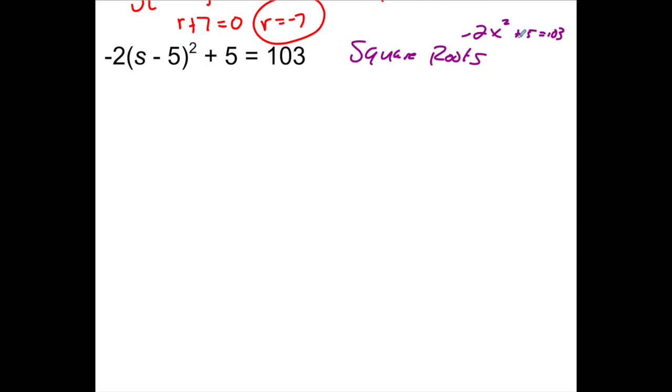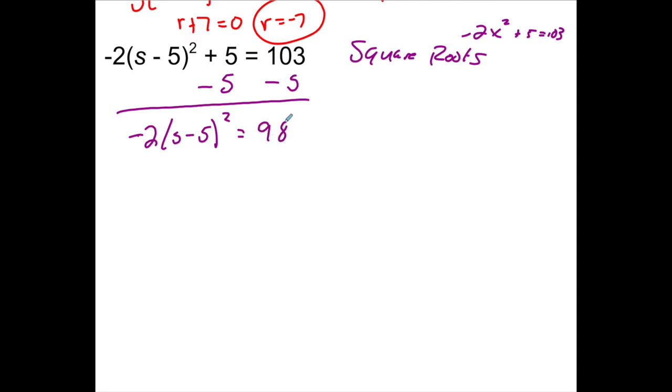The first thing you would be doing would be subtracting the 5, right? If you were going to get x alone, you wouldn't be dividing by negative 2. So don't do that first. It's a common mistake. You don't want to make that mistake. So 103, rather, subtract 5. That would give me 98. Divide by negative 2. S minus 5 squared is negative 49.